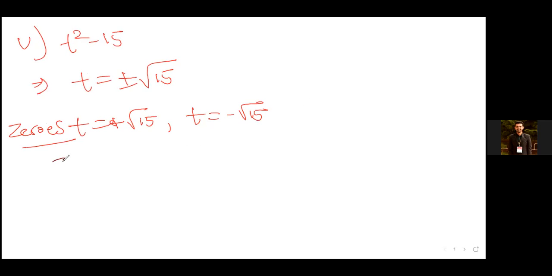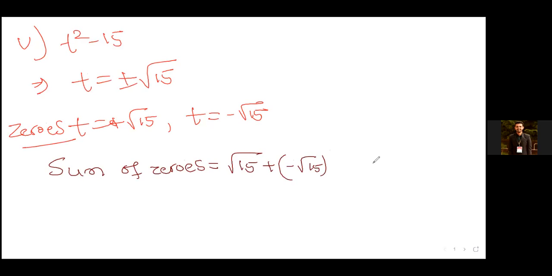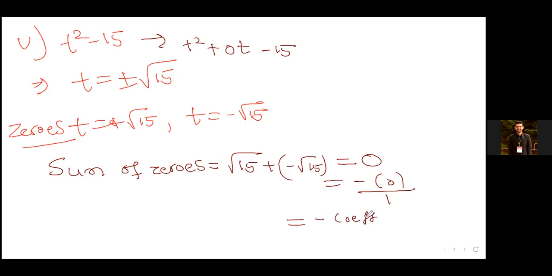Then sum of zeros is equal to square root of 15 plus minus square root of 15, which is equal to 0. This is t square plus 0t minus 15. So minus 0 by 1, which is nothing but negative of coefficient of t upon coefficient of t square.